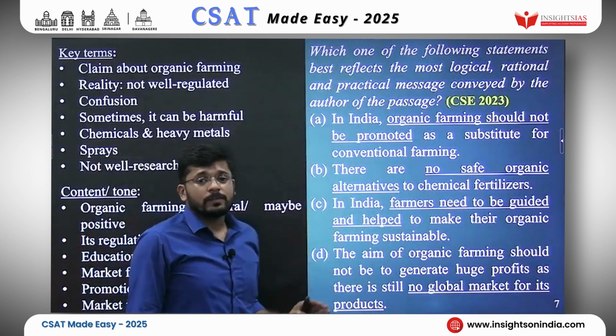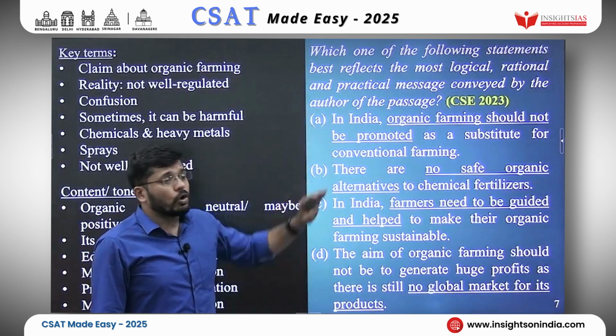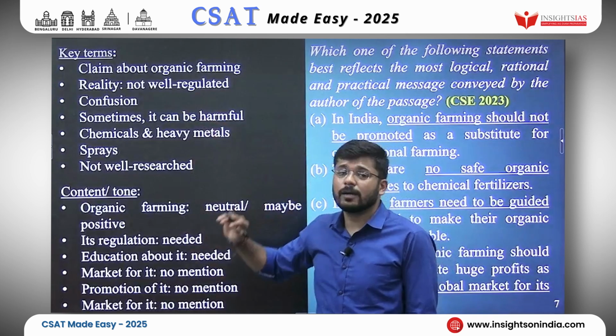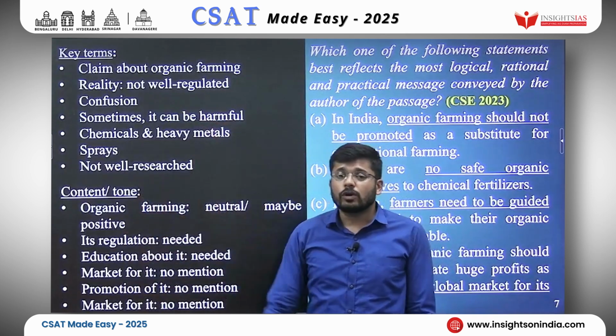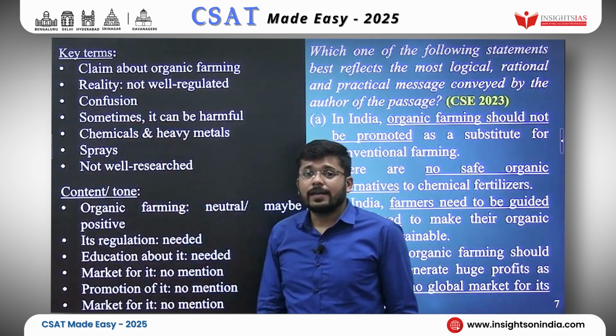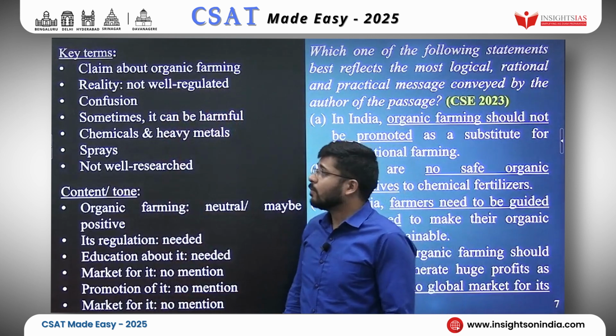I had told you that the option elimination method is the best method to solve passage questions, and before going to option elimination we need to make note of key terms and then make note of the tone of the passage. Okay. What are the underlined terms? Claims about organic farming. What is the claim?